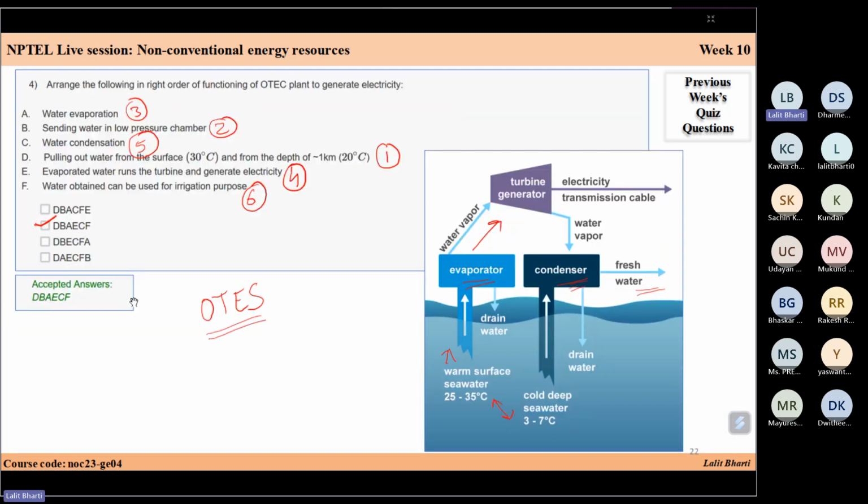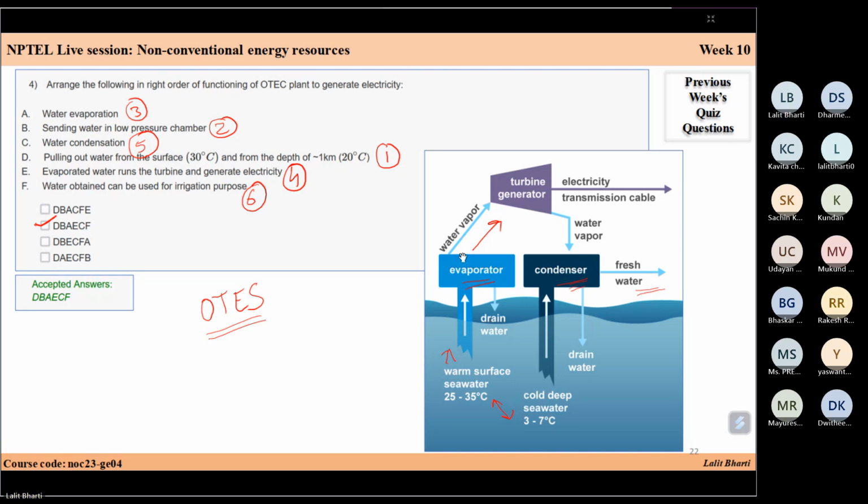Then we have question 4. It says arrange the following in the right order for the functioning of an OTEC plant to generate electricity. Again, this schematic is the representation of an OTEC plant. We have a warm water surface here, which has temperatures of 25 to 35 degrees. Then we have low temperatures of 3 to 7 degrees in the cold deep water. Then we have a condenser connected to the cold deep water and the evaporator with the warm surface.